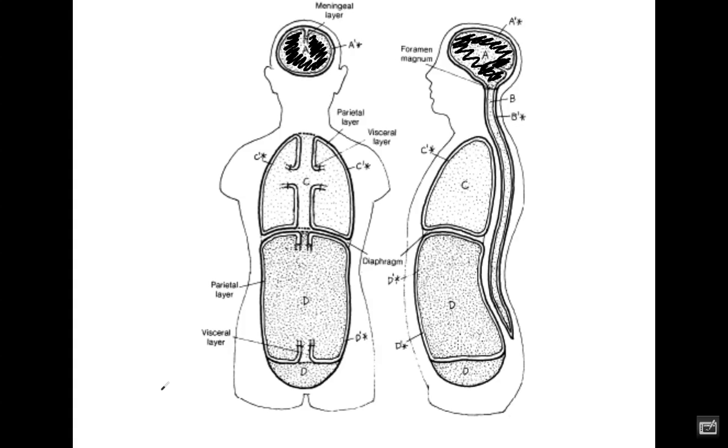All right, and the other one then on the dorsal side is letter B, which is our spinal cavity, or vertebral cavity. And again, with letter B prime, the one next to it, we're not going to color that lining, simply because, again, that's a meningeal layer, and we will get to that at a later time.